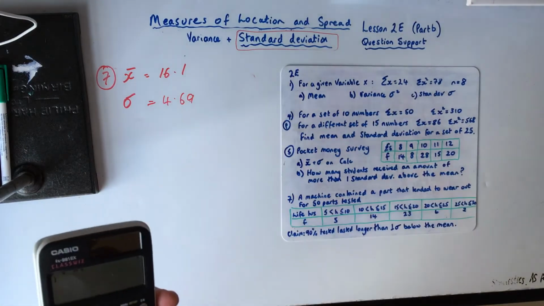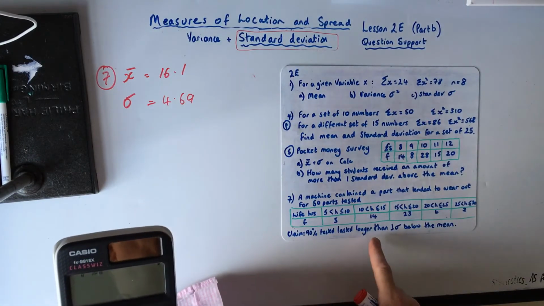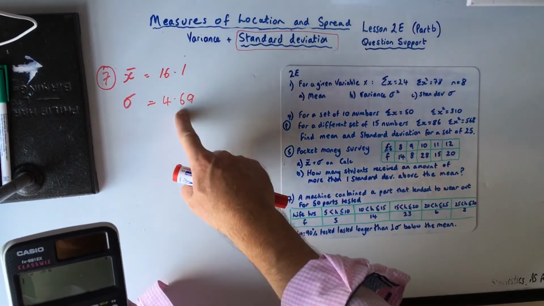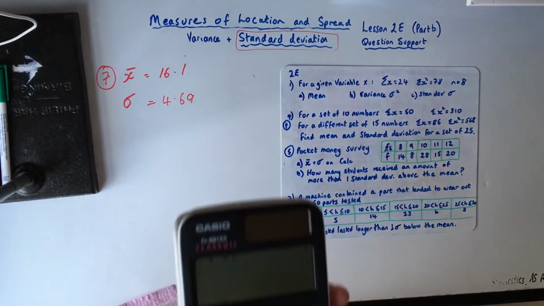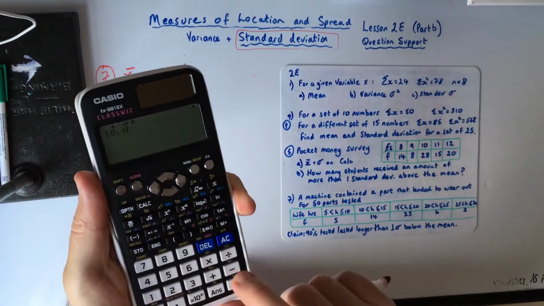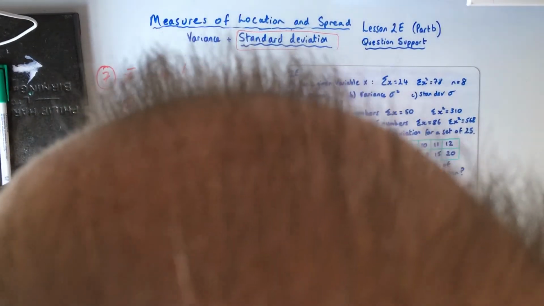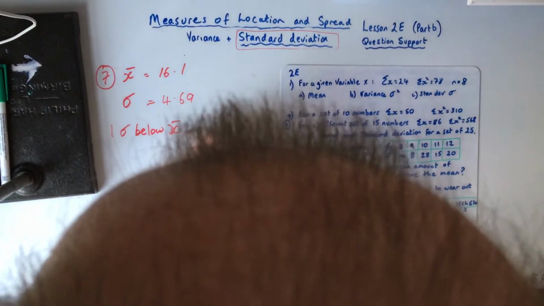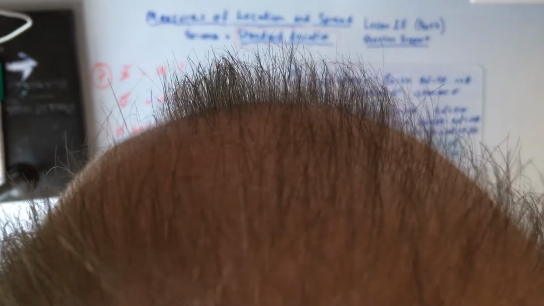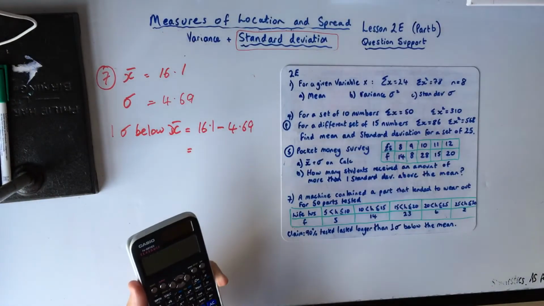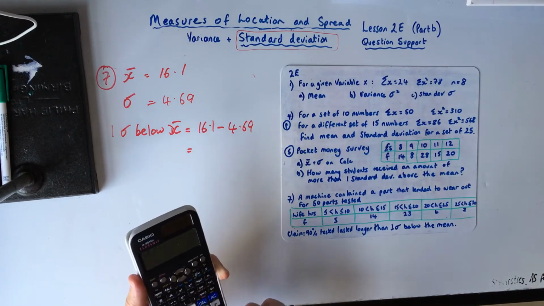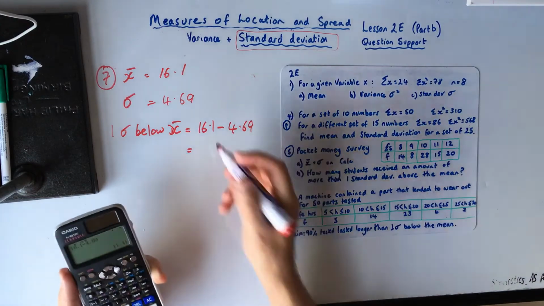Okay, so we want to test one standard deviation below the mean. So there's the mean, there's one standard deviation. So we go 16.1, one standard deviation below the mean is equal to 16.1 minus 4.69. So 16.1 minus 4.69 is equal to 11.41.